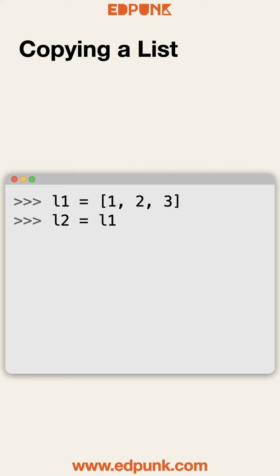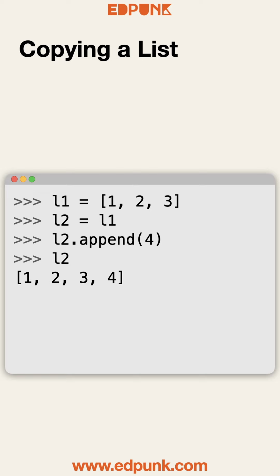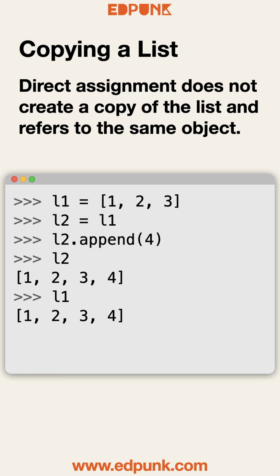Add a new item to L2 by executing L2.append(4). Let us view the contents of L2. We can observe that the list contains items 1, 2, 3 and 4. Now, let us take a look at the original list L1. You can see that the list L1 is also modified.